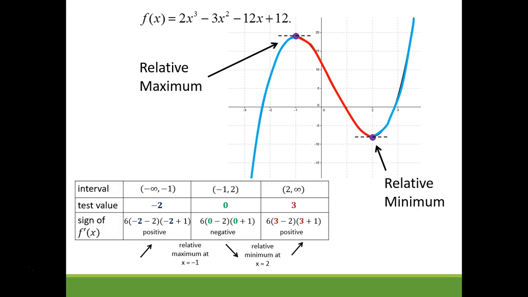Now, if you look at the entire graph, which goes from -infinity to +infinity, you'll see that there really isn't any single point that's absolutely the highest point on the graph. And that's because the right arm of the graph continues to go up and up forever. And there's no single point that's absolutely the smallest point on the graph. And that's because the left arm of the graph continues to go down further and further.